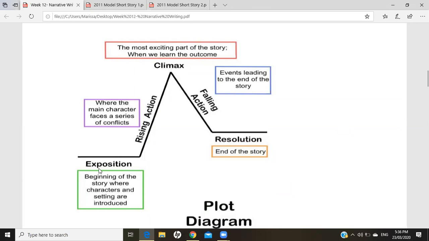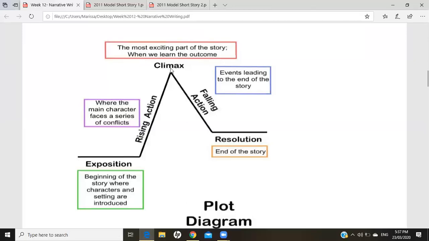So after you begin the story where you introduce the setting and the characters, then we introduce some sort of conflict that's happening in the story. And then the climax is where the character is really faced with the conflicts and we're like, oh my gosh, I didn't see this coming. This is the most exciting part of the story, the highest point of interest, where you don't know what's going to happen. And this is where everything just escalates to full 100.